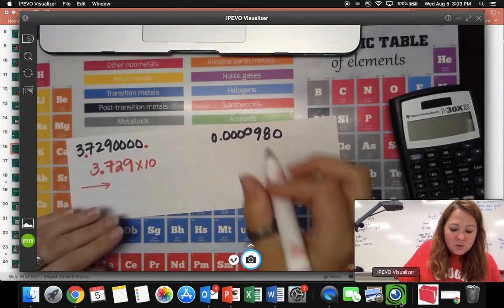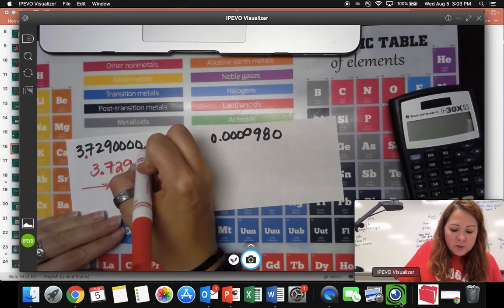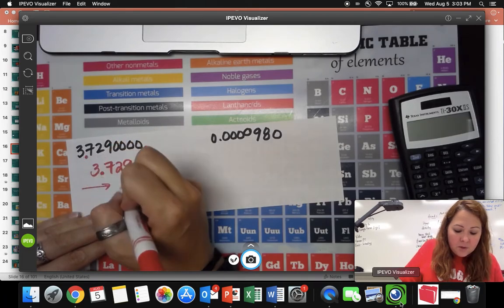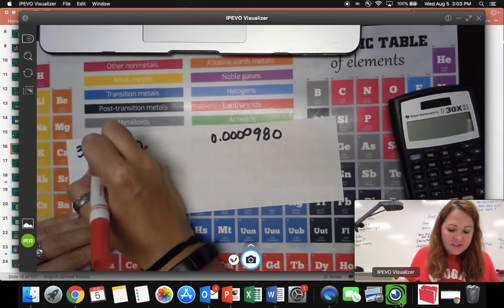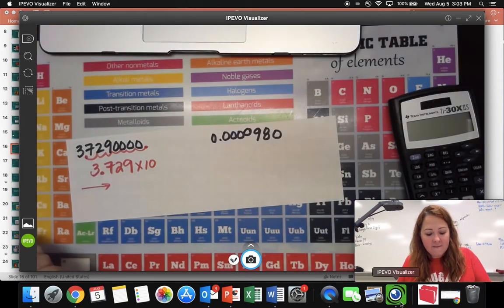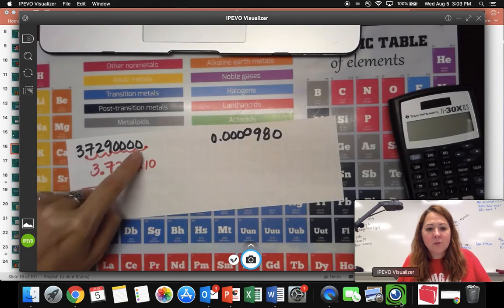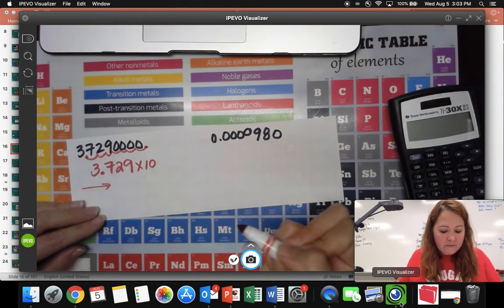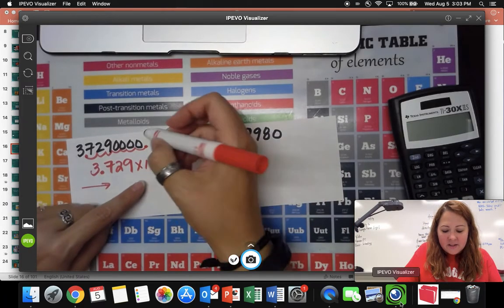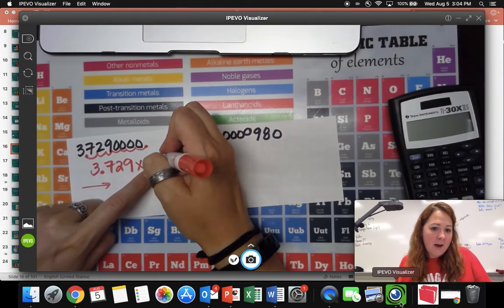So we're going to count the spaces between your original decimal and your new decimal, which is 1, 2, 3, 4, 5, 6, 7 times. You don't have to write out those little bumps. I'm just showing you what I'm doing. So we moved it 7 times, so we would have 3.729 times 10 to the 7th power.